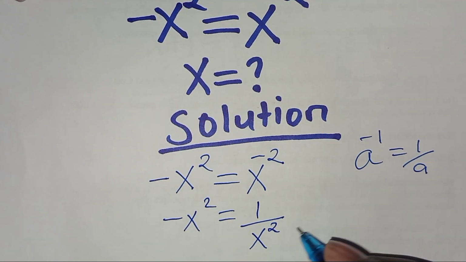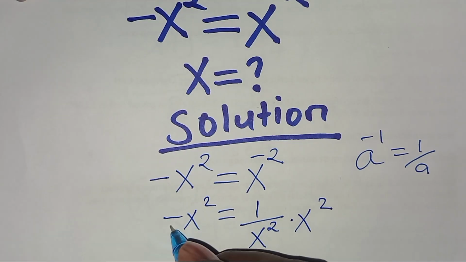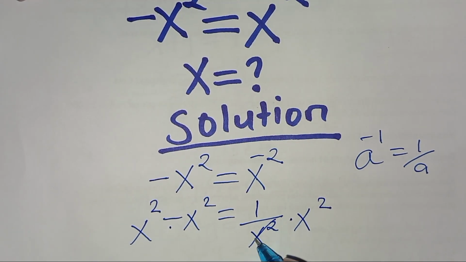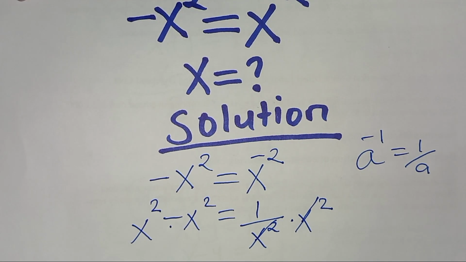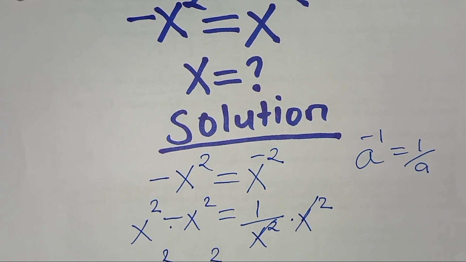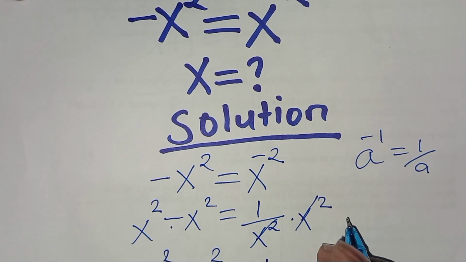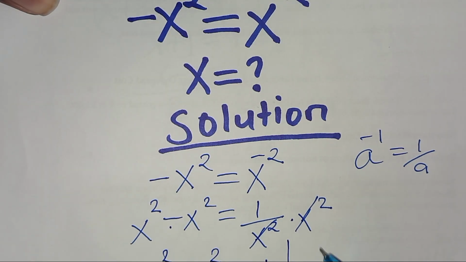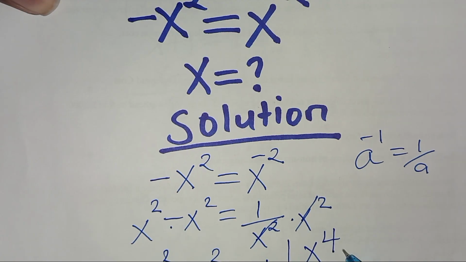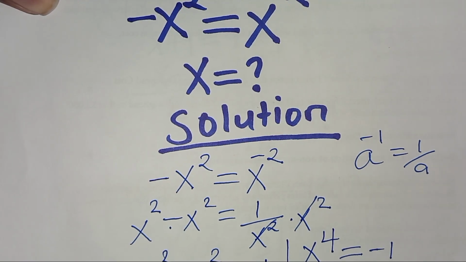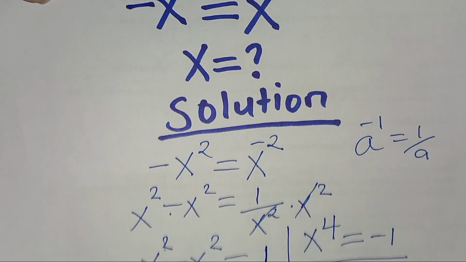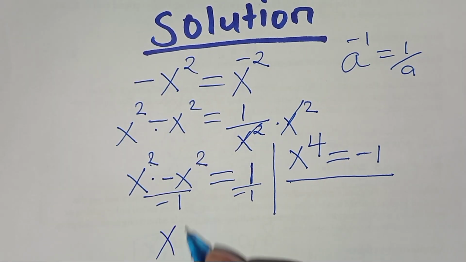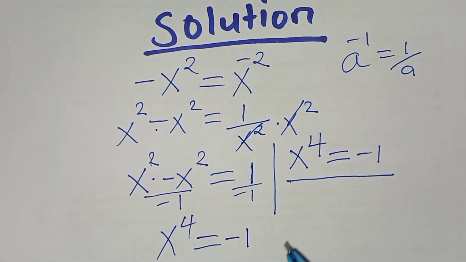So let's multiply both sides by x to power 2, so that now you will have x to power 2 multiplying by negative x to power 2, which is equal to 1. So we divide both sides by negative 1, so that here we'll have x to power 2 times x to power 2, which is x to power 4, equal to negative 1.